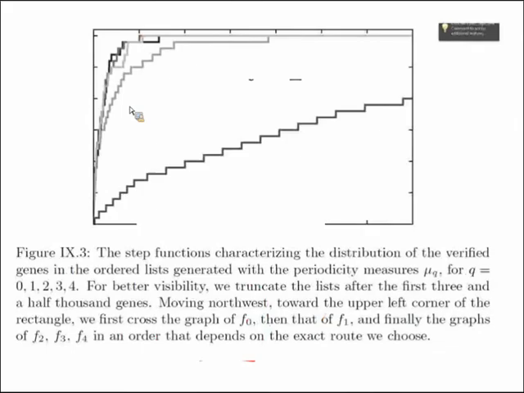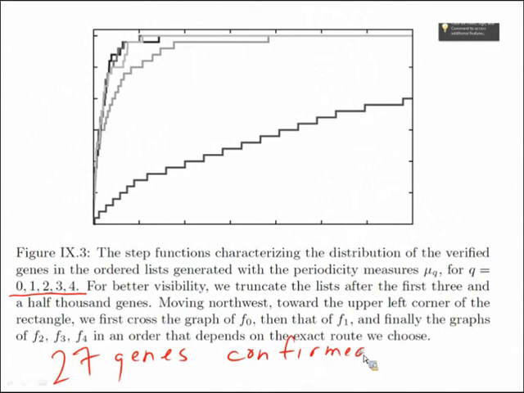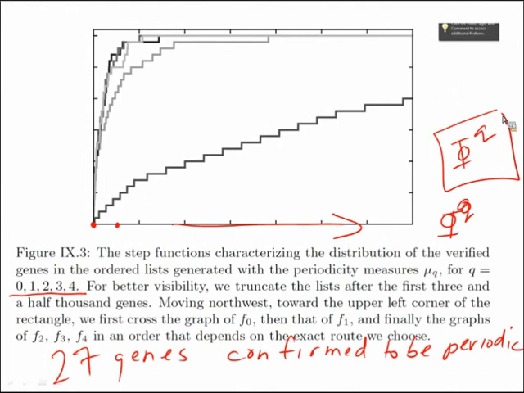Okay. So now let's take a look at this for q equals 0, 1, 2, 3, and 4. What this is doing is, up here, there are 27 genes that have been confirmed to be periodic. If we take a look at the ones that look most like period 2, basically we're looking at increasing phi q. The larger phi q is, the less periodic we believe our function is. The smaller it is, the more periodic we expect it to be.